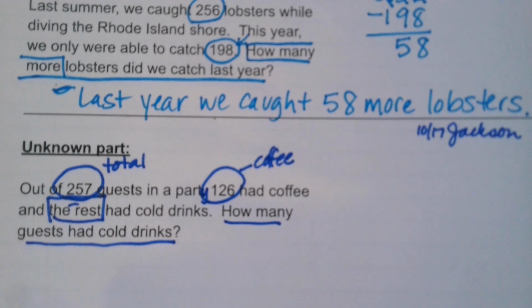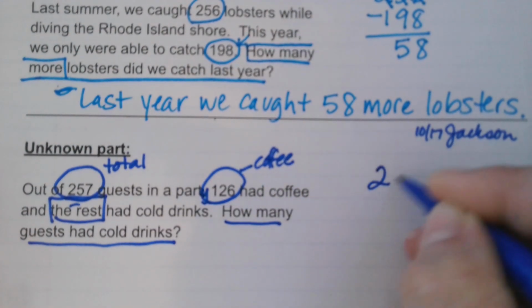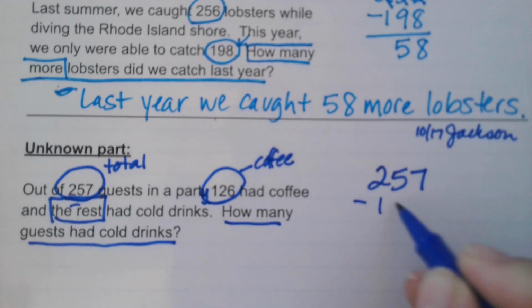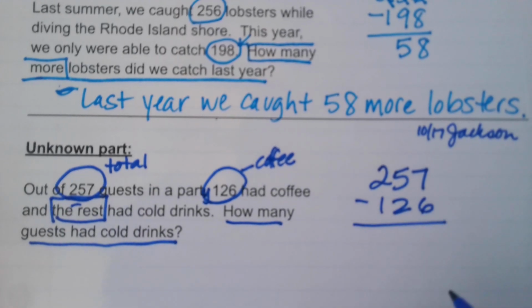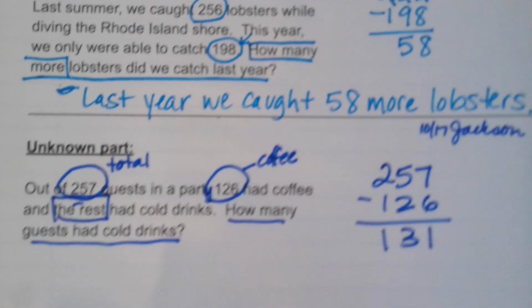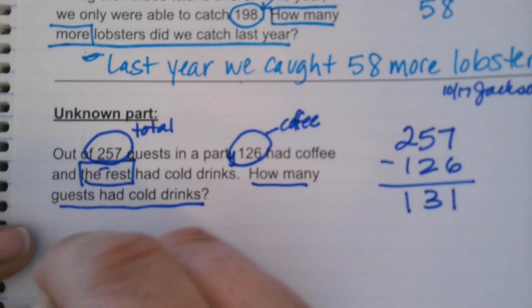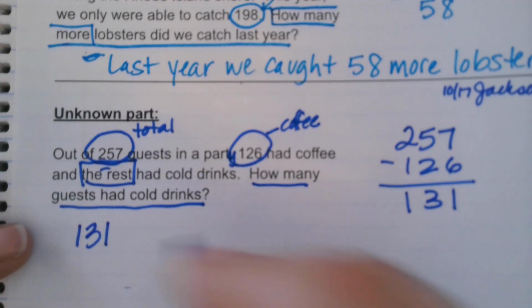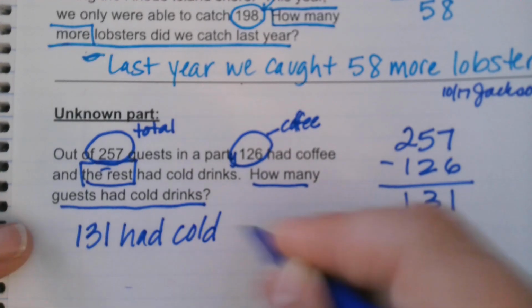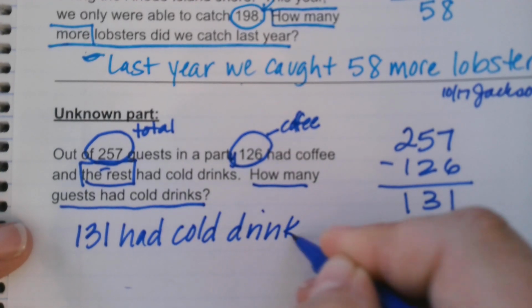257 minus 126. Yeah, let's take the total amount of guests and let's take out the coffee drinkers, and then we will have whatever is left, or we will have the rest. So let's subtract here, and I get 131. Everybody good? So remember, we're going to answer 131 had cold drinks. Boom.